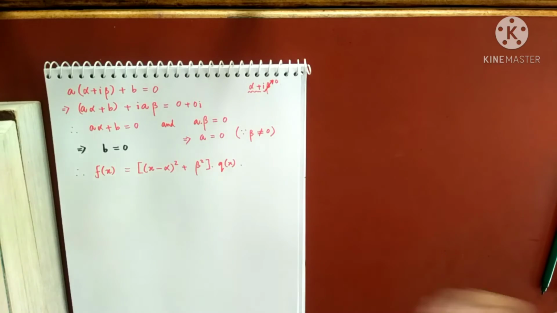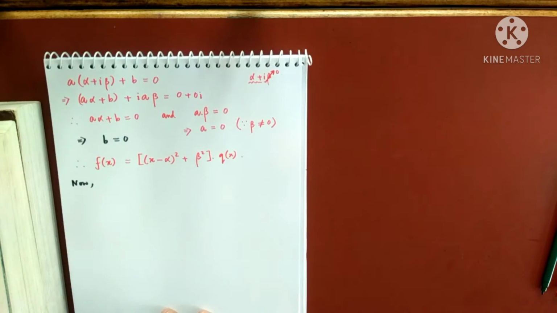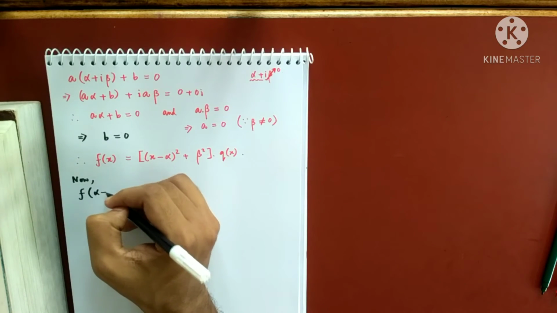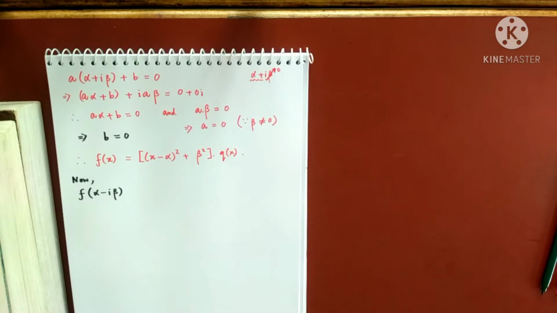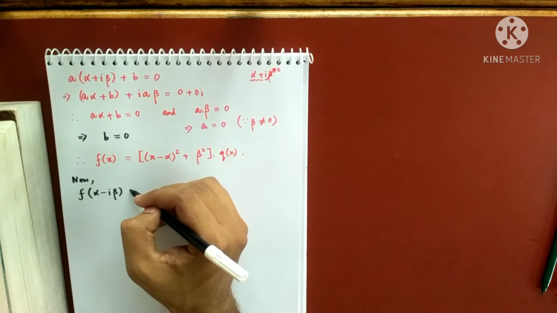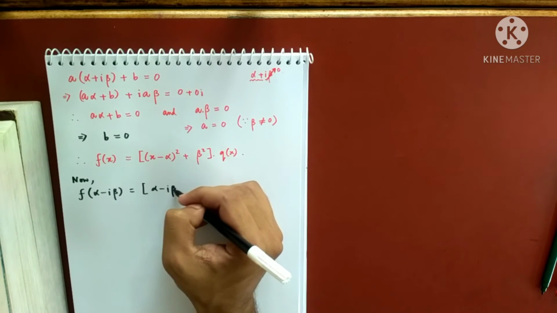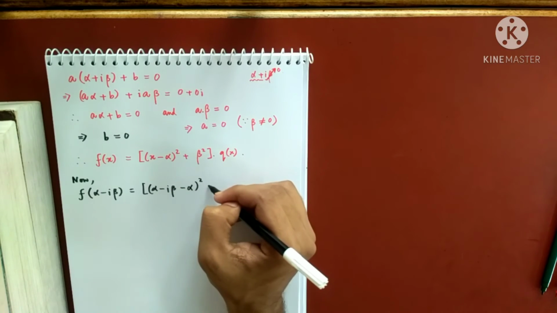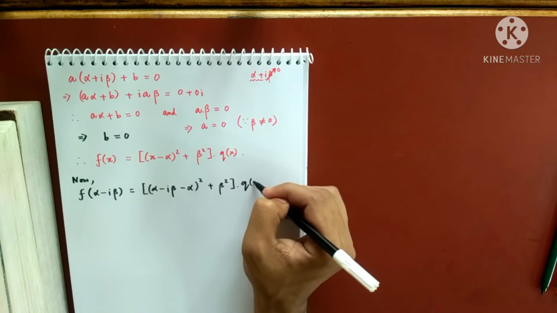Now, almost the end of the proof. What I was supposed to prove is that alpha minus i beta is a root. So you put x to be alpha minus i beta. If this becomes equal to 0, we are done, right? So I'll just put here alpha minus i beta minus alpha whole square plus beta square times q(x).